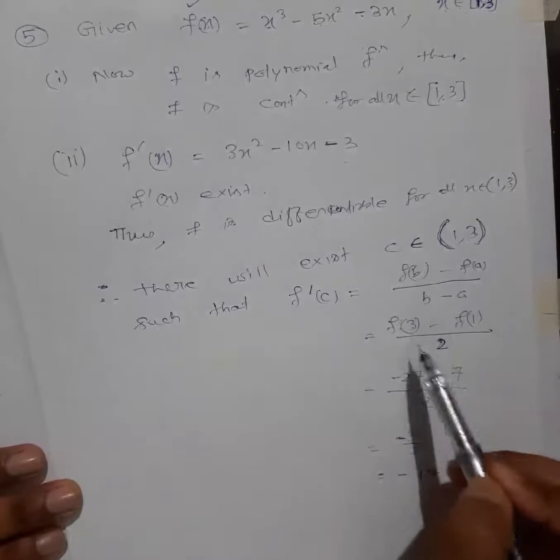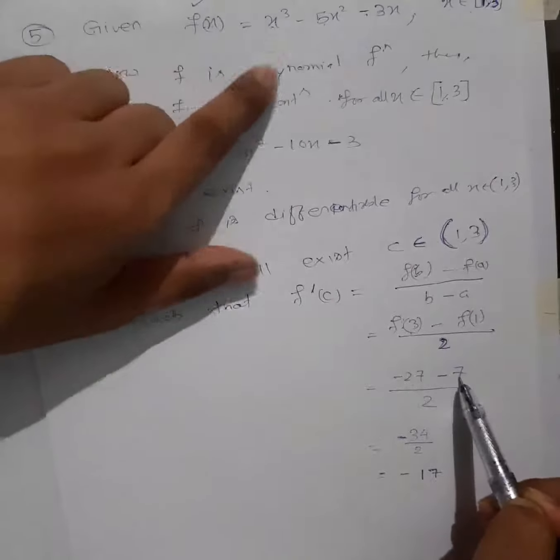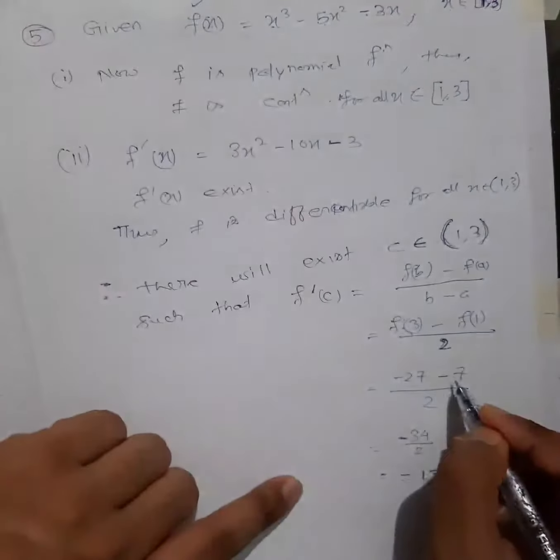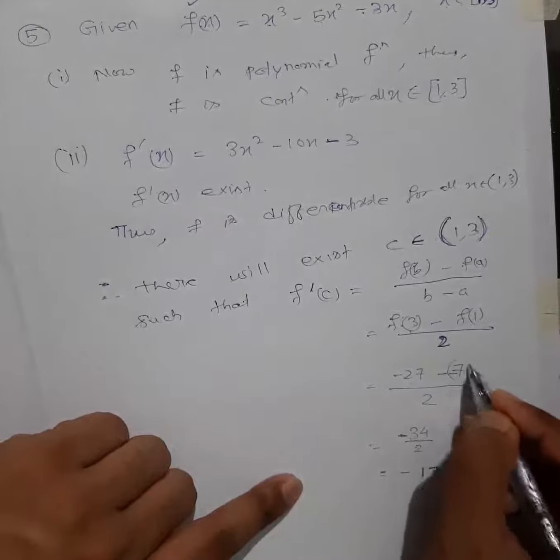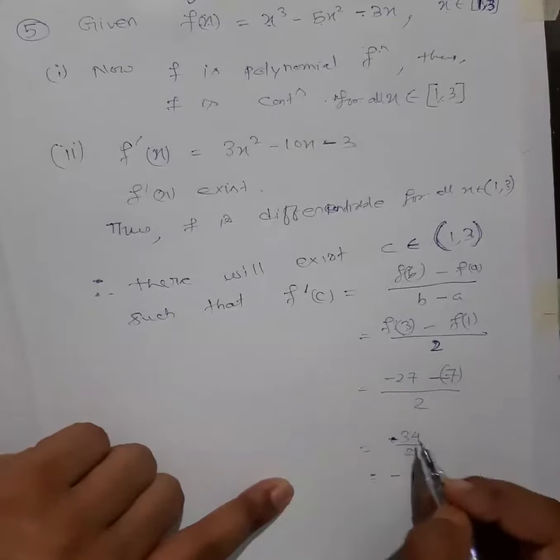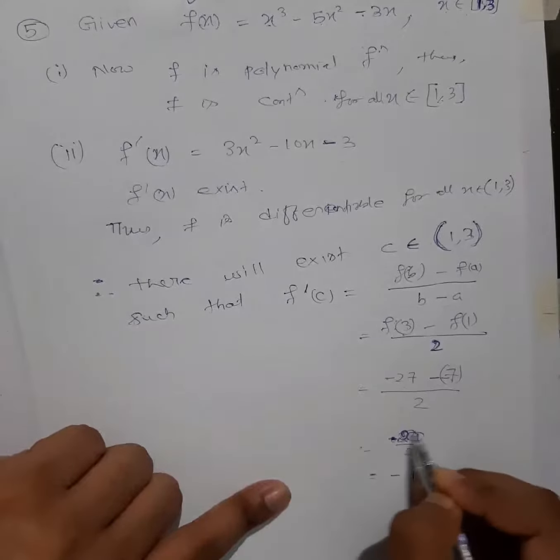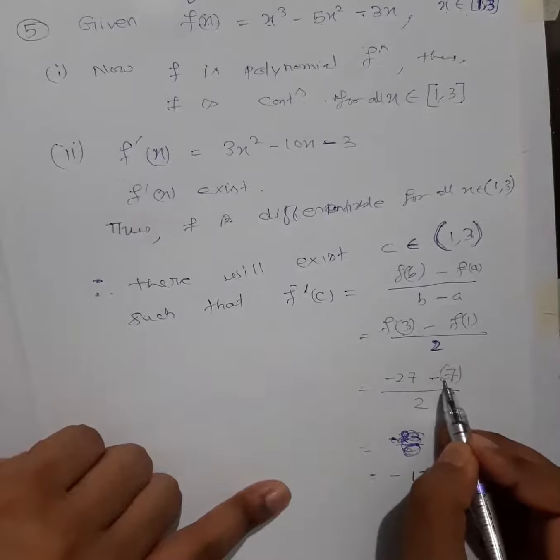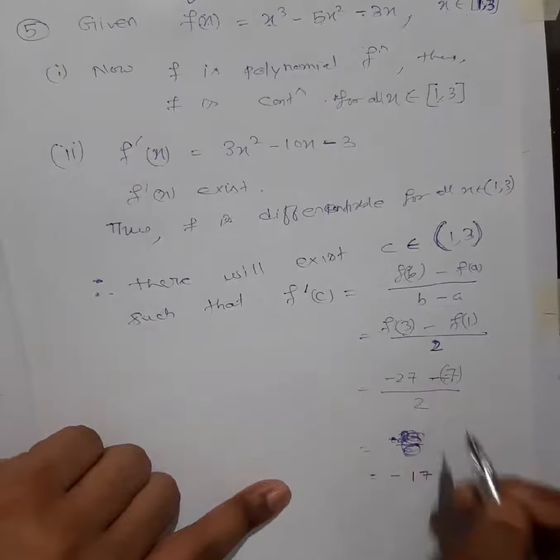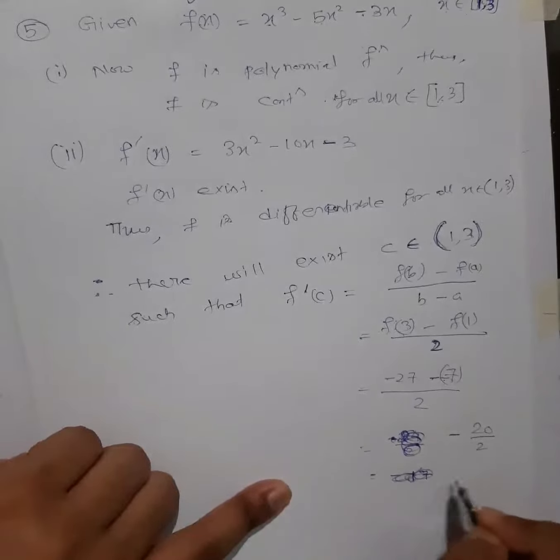Let me check once again. So f(3) minus 27. Okay, fine. Minus, this will be 1. Okay, this, yes, this should be minus minus, it should be plus, right? So if it is plus, you have to subtract this one, sorry. So this will be minus minus, this will be plus, right? So minus plus, so this will be 20 by 2, this will be 10.